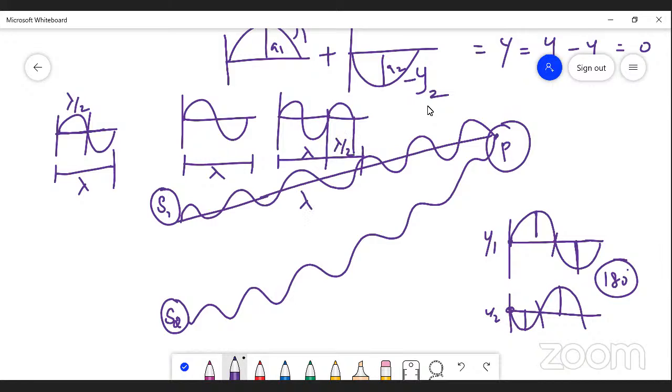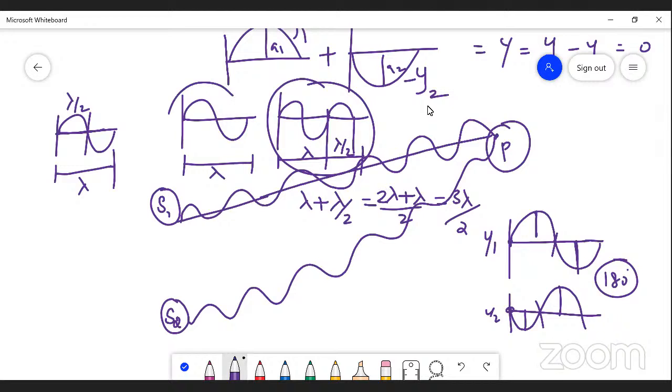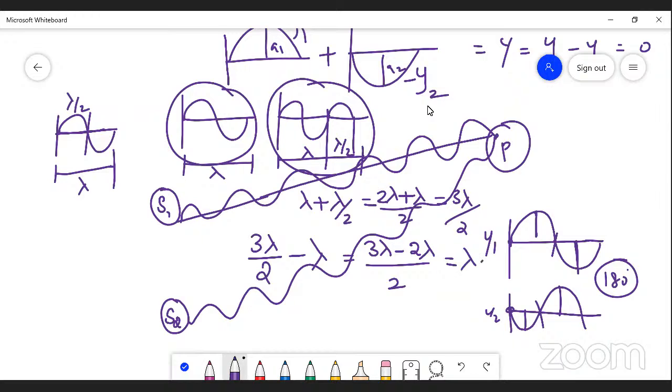Just sum is lambda plus lambda by 2, which is equal to 2 lambda plus lambda whole divided by 2, which is equal to 3 lambda divided by 2. The length of the second wave is equal to 3 lambda by 2. The length of the first wave is lambda. What is the path difference between two waves? This is 3 lambda by 2, second wave. First wave is lambda. Just take the difference. What is this? It is equal to 3 lambda minus 2 lambda whole divided by 2, which is equal to lambda by 2. This is the path difference of the two waves.